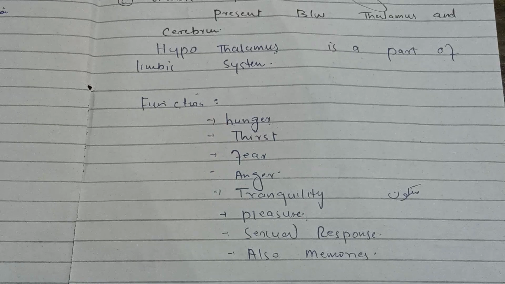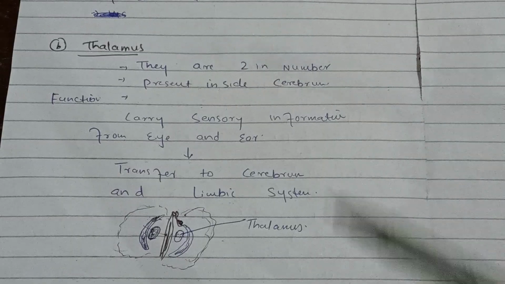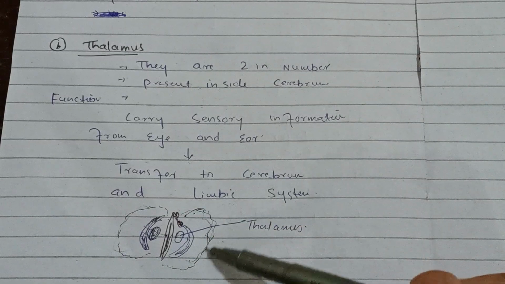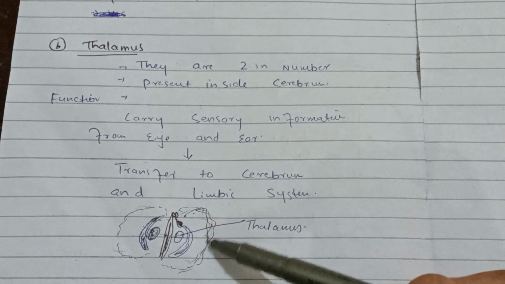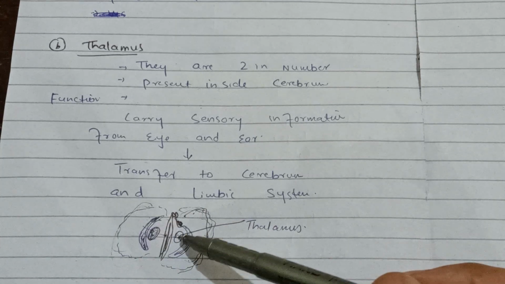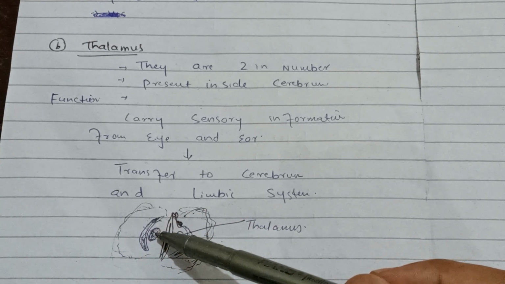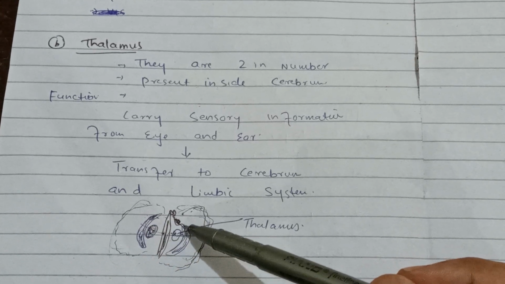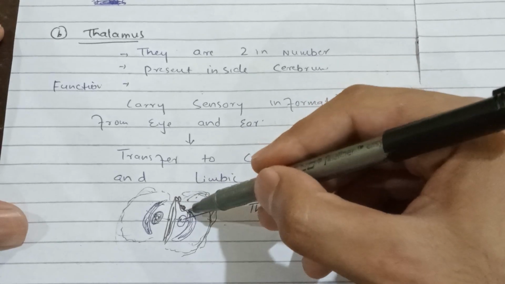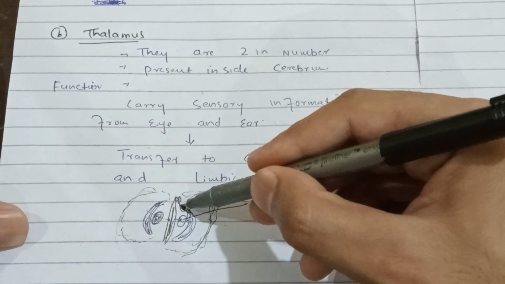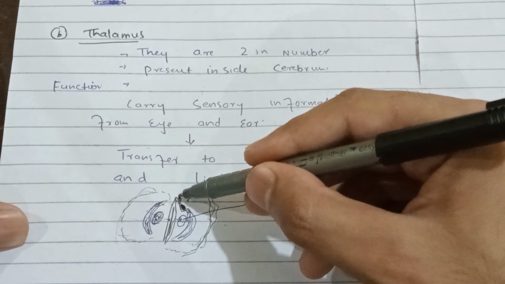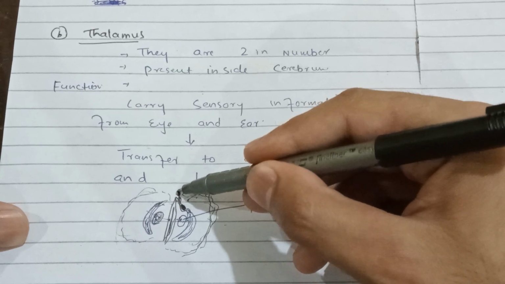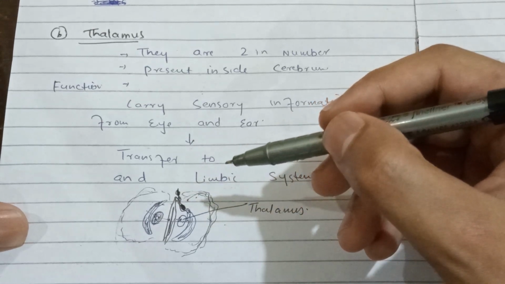It is part of the limbic system. So I'm going to show you the limbic system. Let us see. This is the cerebrum. This is the forebrain. This is the cerebrum, the outer part. Inside the cerebrum, there are two thalami. One, two. These are the two thalami. This is the limbic system. Here is the hypothalamus. The hypothalamus continues, and there will be the pituitary gland, which is the main gland of our body.